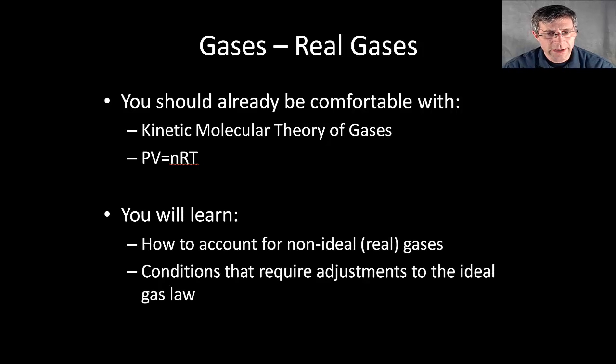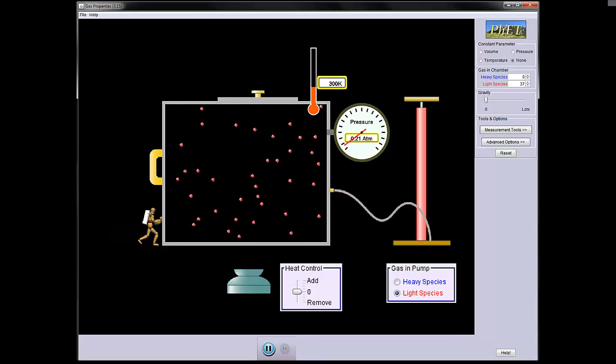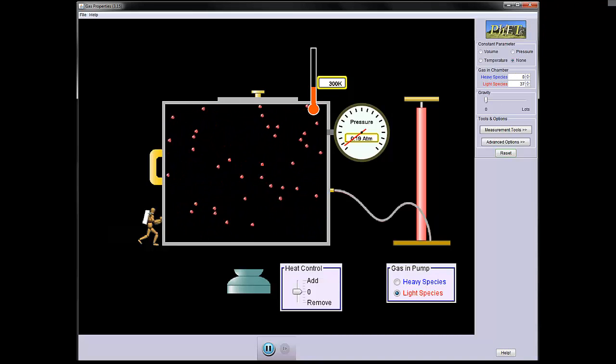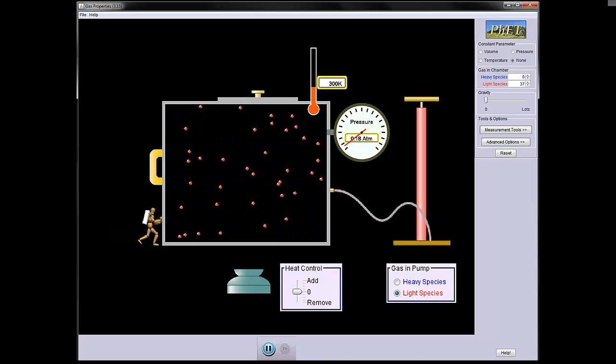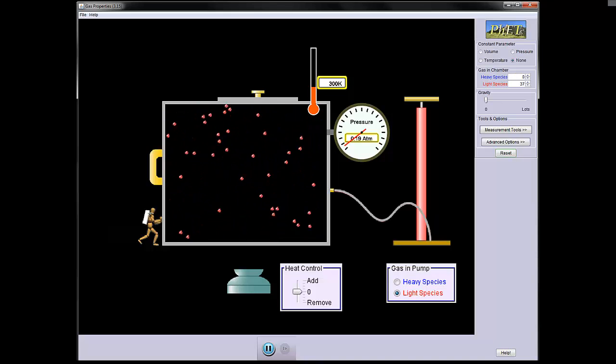In this video, you will learn how to account for non-ideal behavior and identify the conditions that require you to account for it. We're going to call these real gases. Here we go. As a reminder, kinetic molecular theory says that we view gases as just balls that are knocking around in space. It's a really good model for looking at these things.